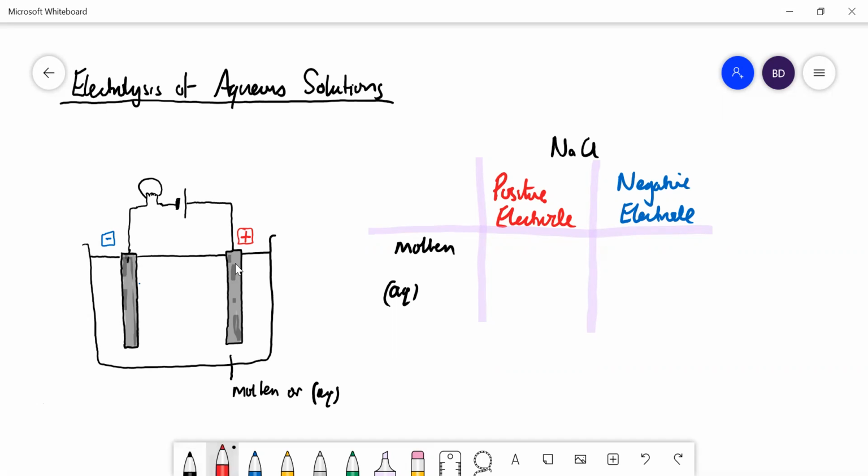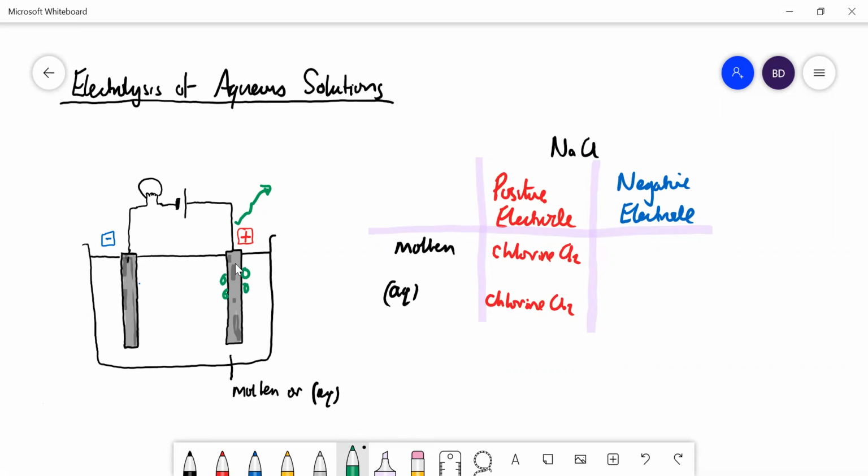Okay, so if you do molten sodium chloride, at the positive electrode you get chlorine gas. And you get the same in aqueous solution, you also get chlorine gas. So that at least is the same. So you get some chlorine gas coming off from this electrode here, little bubbles of chlorine forming there.